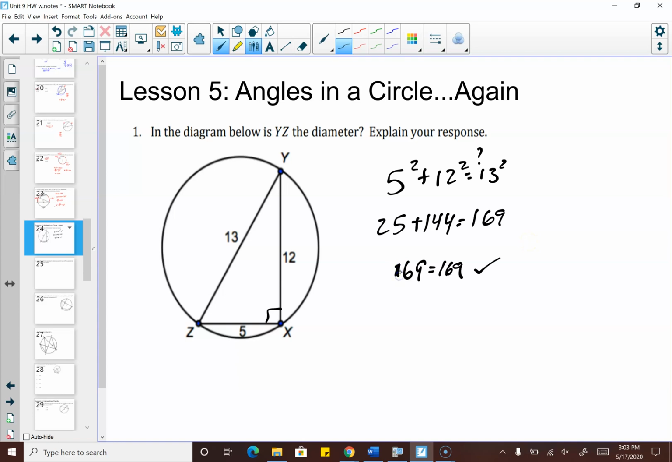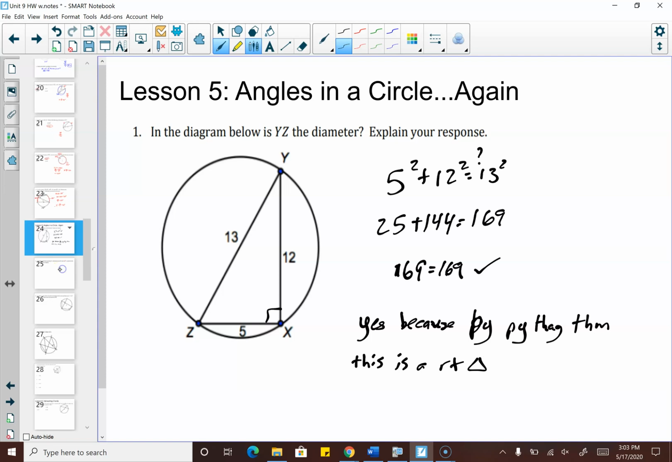All right. So is that the diameter? Yes, because by the Pythagorean theorem, this is a right triangle. Okay, so again, if that's going to be a diameter, angle X would have to be a 90-degree angle. So we did the Pythagorean theorem to show that it actually was a 90-degree angle.